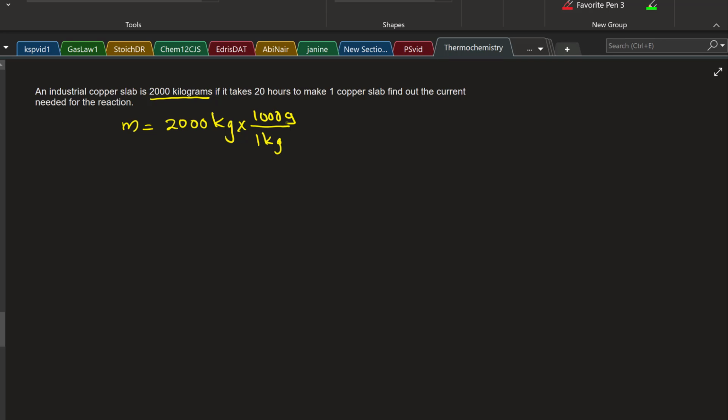So in this case, you have 2000 kilograms, and you convert to grams by dividing, 1 kg is 1000 grams. Cancel the kg to kg. Look at the t given, 20 hours. 1 hour is 3600 seconds, so hour to hour cancels. So you get the seconds. So that's just to add into the formula, right? I, the current, we are looking for.